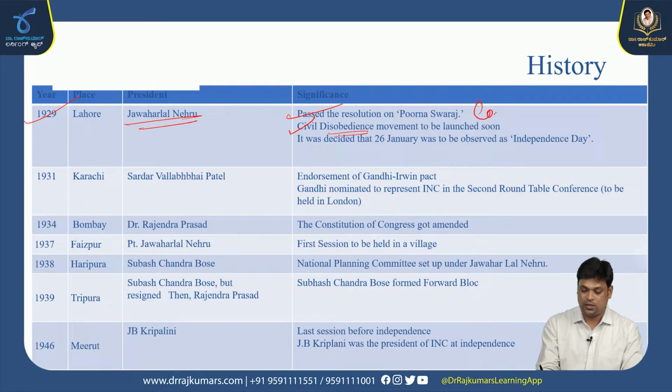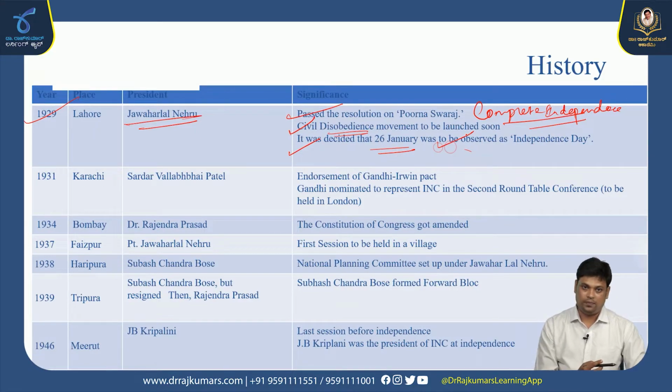Purna Swaraj means complete independence. Indians didn't want any kind of Swaraj, they wanted complete independence. It was decided that 26th January was to be observed as Independence Day. 26th January 1930 was observed as the first Independence Day in the history of India.